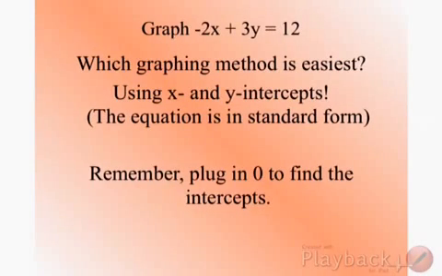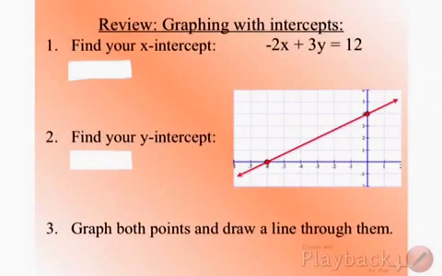This example is a little bit different. The aim is to graph negative 2x plus 3y is equal to 12. And we're going to use the x and y intercepts because it's in standard form. And remember, when we're using the intercept method, we have to plug in the zeros. So when you're finding your x-intercept, the idea is that you let y equal to 0.